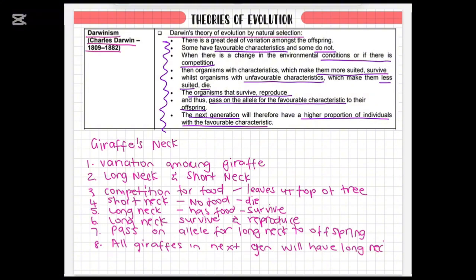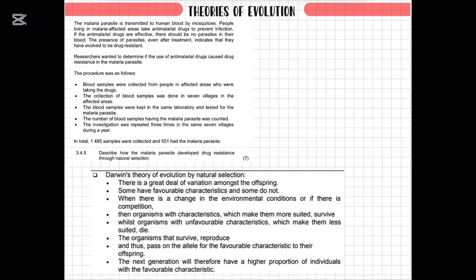Now let's look at an example from a past paper to see how we can tackle this question. So here we have an investigative type of question. I just put the whole scenario for context purposes. It's about malaria parasite being transmitted to human blood by mosquitoes. The last question, 3.4.5, says describe how the malaria parasite developed drug resistance through natural selection. So we are relating Darwin's theory of natural selection in this context.